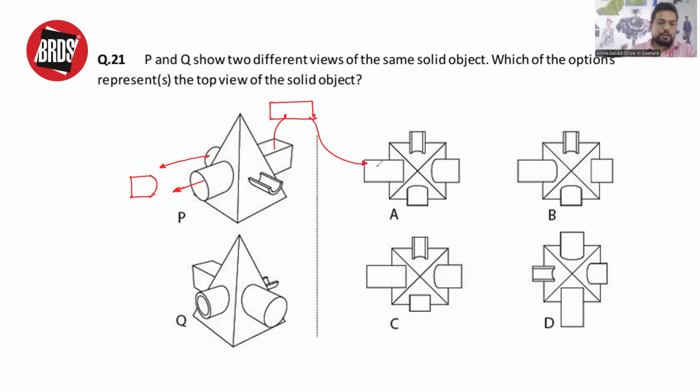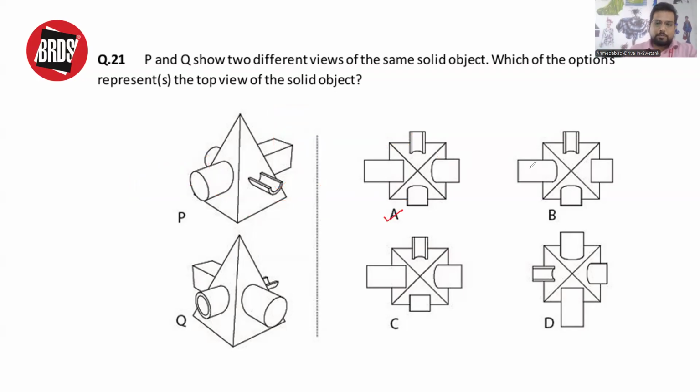If I'm referring to option A over here, this very first cylinder is over here. Okay, clear? Just the opposite side. The very second cylinder is here, and this shape is here. So that's why option A would be considered a correct one.